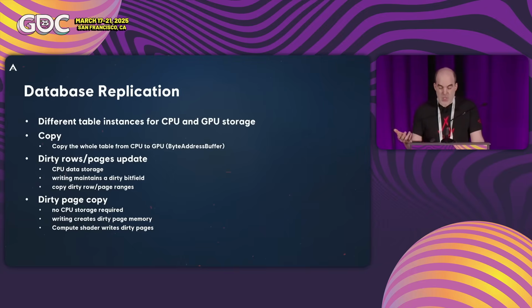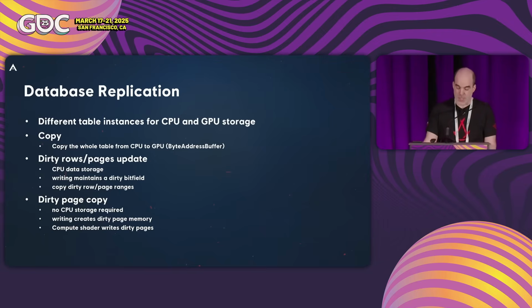So different table instances handle CPU and GPU storage, and we support different modes of data replication to ensure that the data is propagated from one instance to another. It's generally from CPU to GPU, but you can do more than that. We have the copy mode, which is the simplest one, and we'll copy the whole data from the CPU to the GPU into a byte address buffer. Then we have dirty row and dirty page updates, which maintain a dirty mask at the row or the page level, and replicate dirty rows or dirty pages, following what you decided to do, to the destination table.